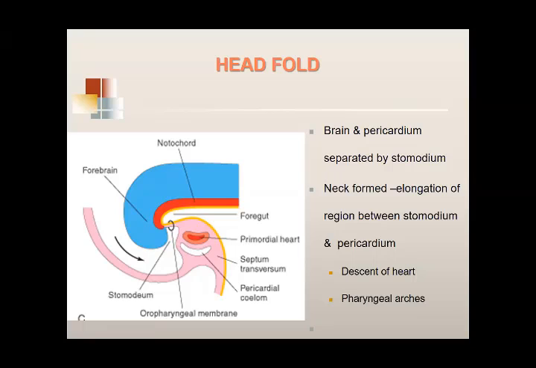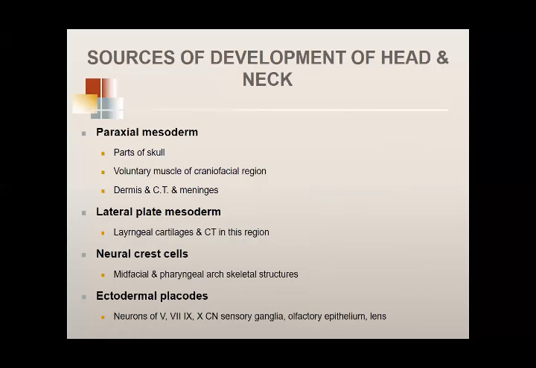So neck is developed when, number one, the pharyngeal arch is developed. Number two, the heart descends, grows in this direction. Then this part would elongate and develop into the neck. So this area between the brain and the heart increases in length because the heart descends and the pharyngeal arches are formed.